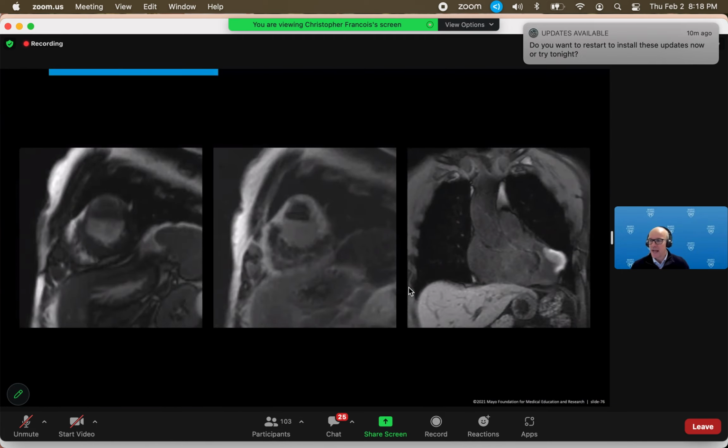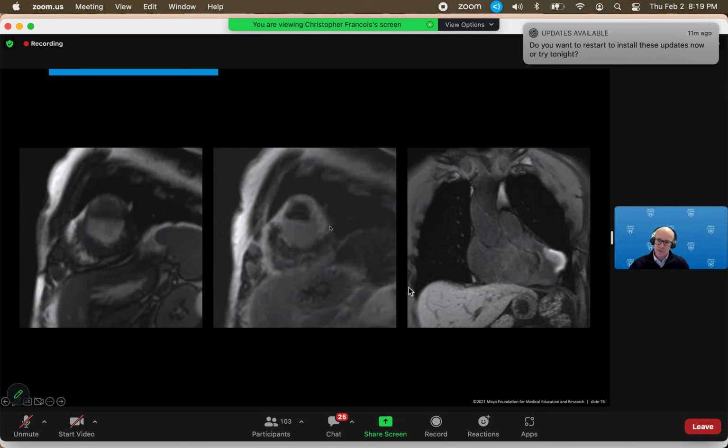This is a 78-year-old that we did a cardiac MRI in after they presented with a cardioembolic stroke. We did the cardiac MRI to look for intracardiac thrombus because they had some contraindications to transesophageal echocardiography. We have a bright blood image on the left, a delayed enhancement or late gadolinium enhancement image in the middle, and then a pre-contrast T1 weighted image on the right.